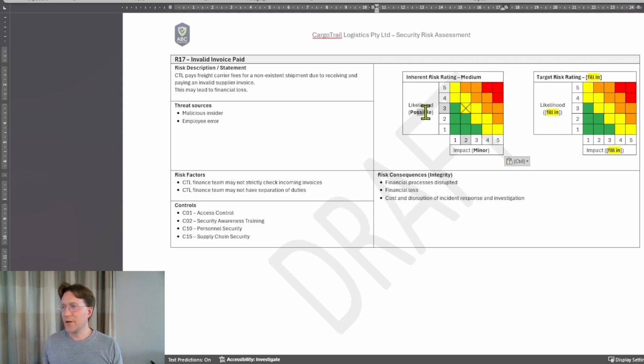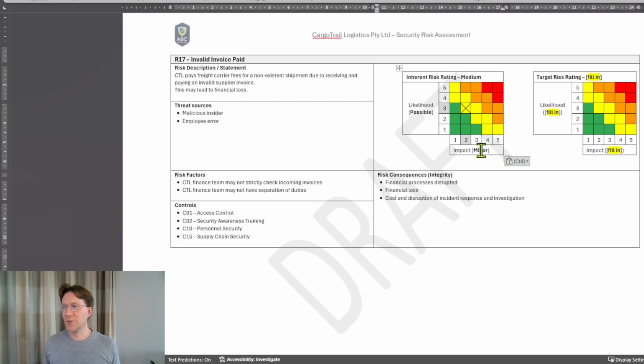We could say the likelihood is possible since people may have a certain level of natural skepticism towards invoices, double checking them against the other information in the system. Other people may not do this. So we don't really know. We assume somewhere in the middle, but it's possible that this happens.